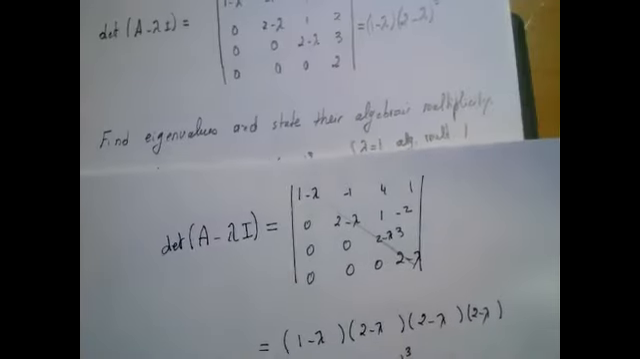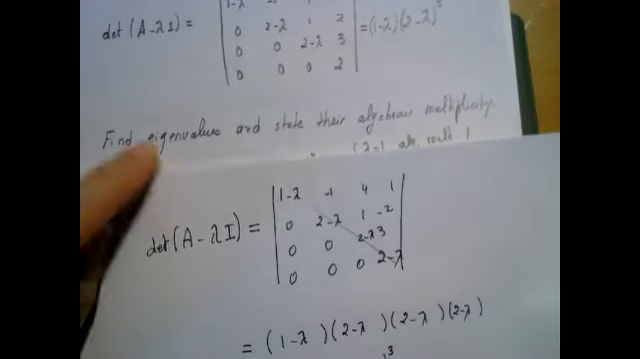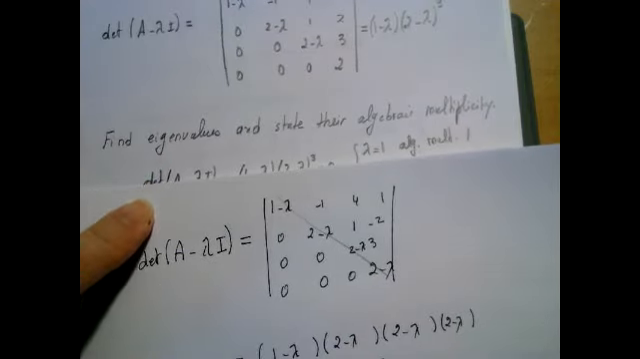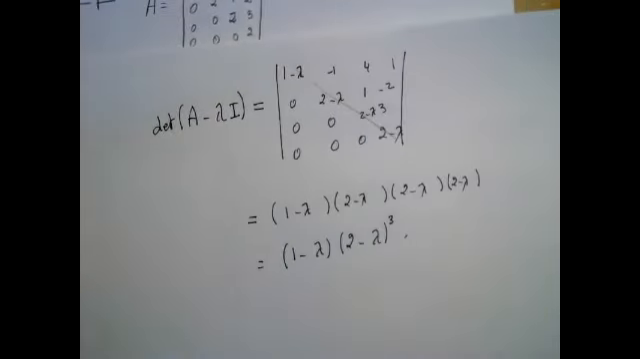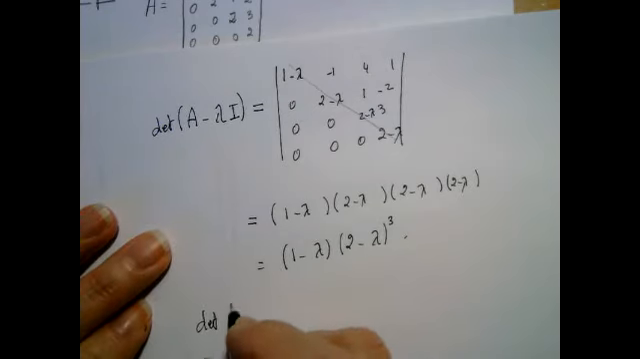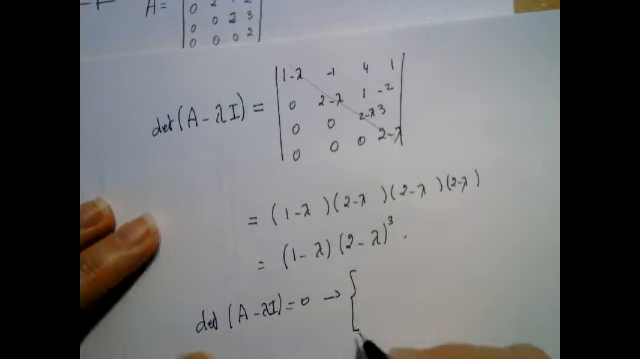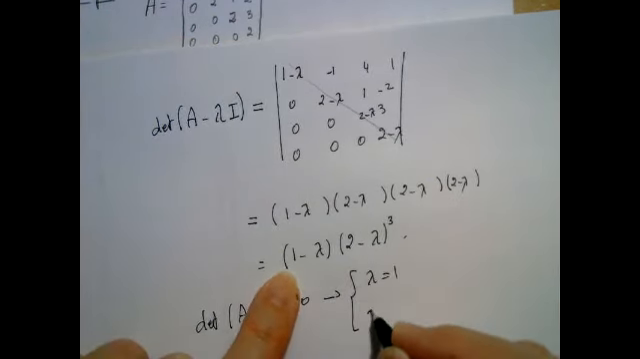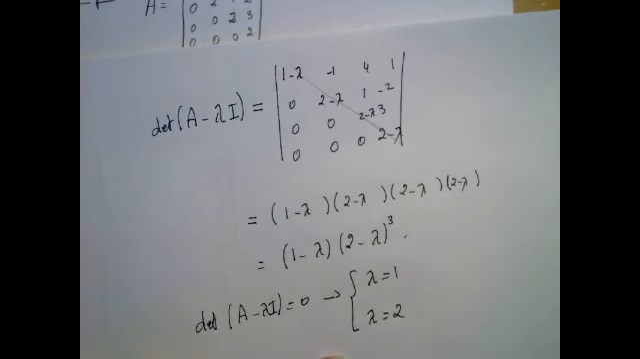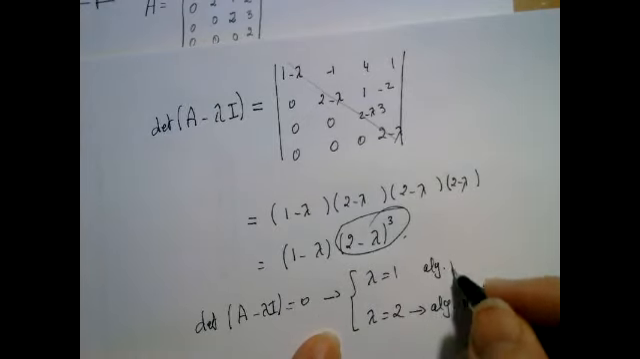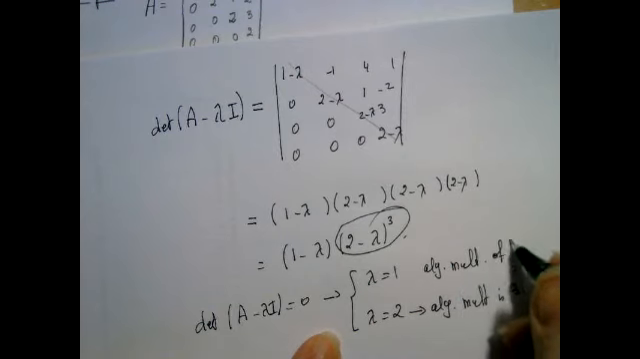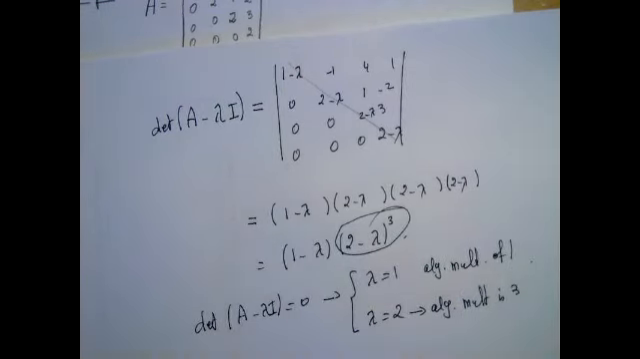Now, find the eigenvalues and state their algebraic multiplicity, as a way to remember what it means. So find the eigenvalues. It means you're solving this. If I solve that, I get lambda equal to 1 and lambda equal to 2. So the algebraic multiplicity of 2 is 3, because that's how many times this occurs. And this is algebraic multiplicity of 1.